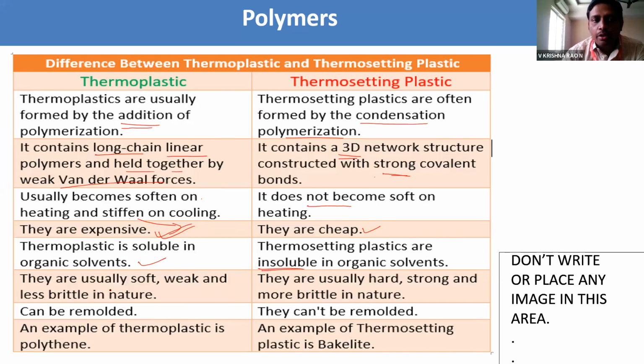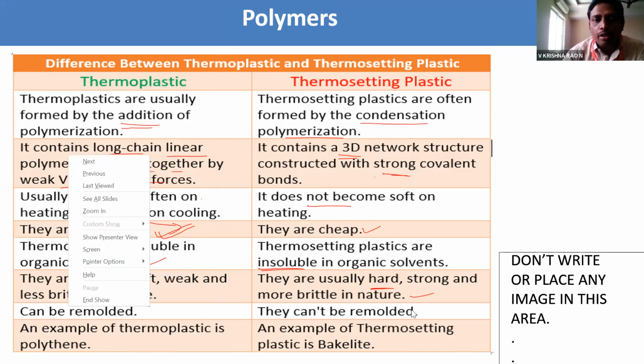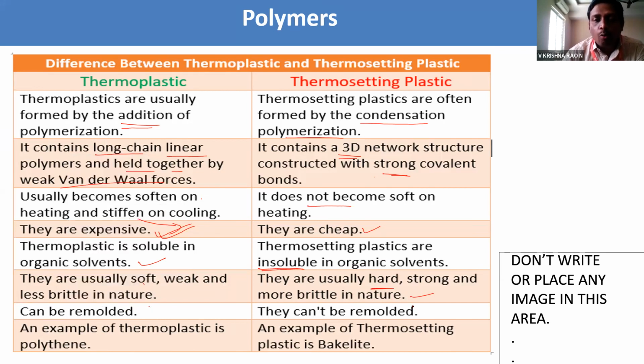And they are usually soft, weak, and less brittle in nature. But here it is hard, strong and more brittle in nature. Now we can remold these thermoplastic resins, but we cannot remold thermosetting plastics because strong covalent bonds are present between the polymer chains. We cannot remold these thermosetting plastics.